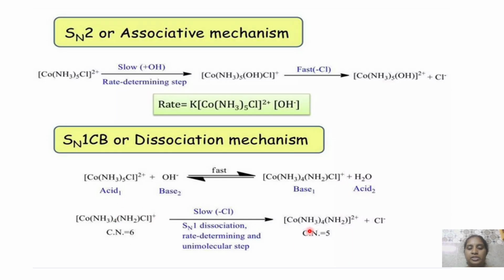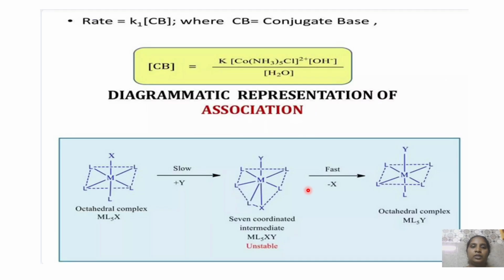Then the complex converts from a 6-coordinate complex to a 5-coordinate complex. Initially it is 6. By the dissociation of the chloride ligand, it converts to the 5-coordinate complex. What is the rate? It depends on the conjugate base only. If there is no conjugate base present, we can't define the SN1CB mechanism. The rate is K times the concentration of the reacting complex as well as the hydroxide, by H2O.